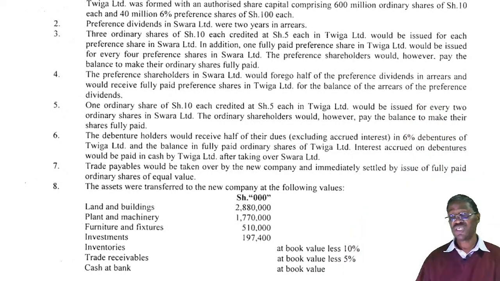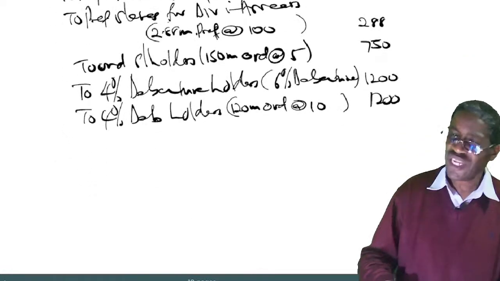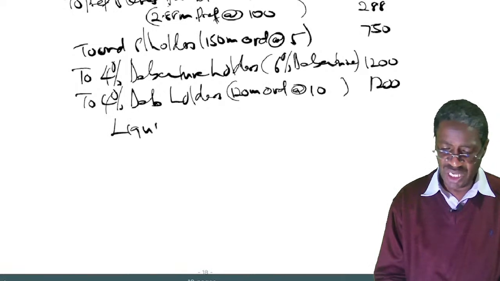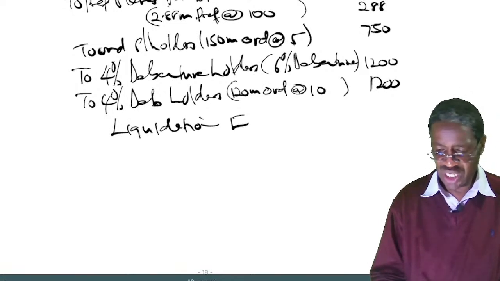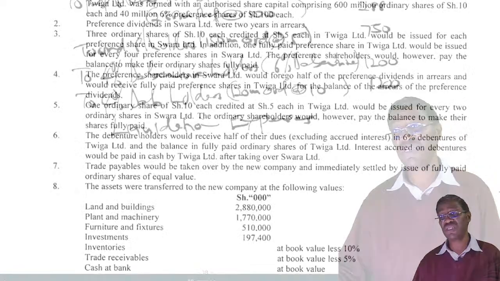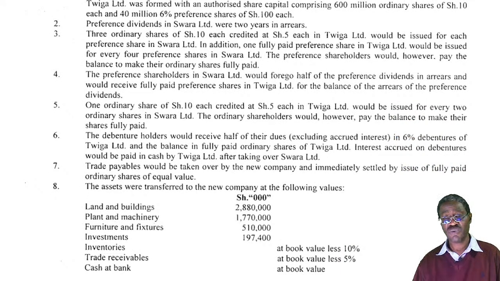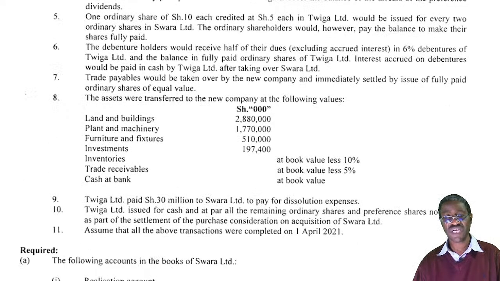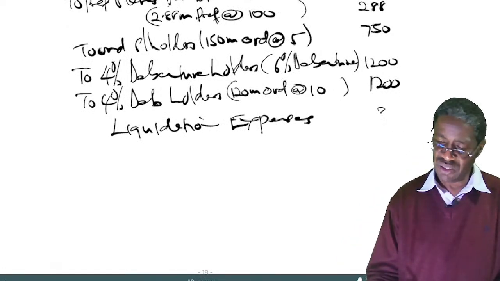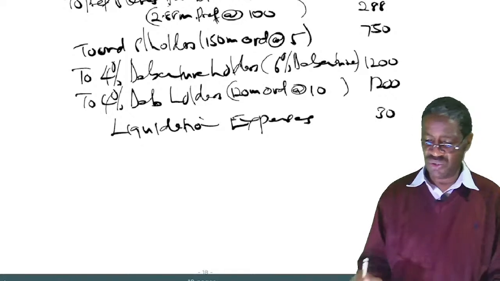Number 7, I told you, it has nothing to do with our purchase consideration. Number 8, I told you, it has nothing to do with our purchase consideration. But finally, we saw that you, Twigger, you are the one paying for the liquidation. So you come and see your liquidation expenses. And somewhere I read, if I remember note number 8, we paid, is it number 8 or 9? Number 9. We as Twigger paid how much? 30 million, yes, to Swara so that they can pay for the dissolution. So we give it 30 million. Our figures are already in millions.